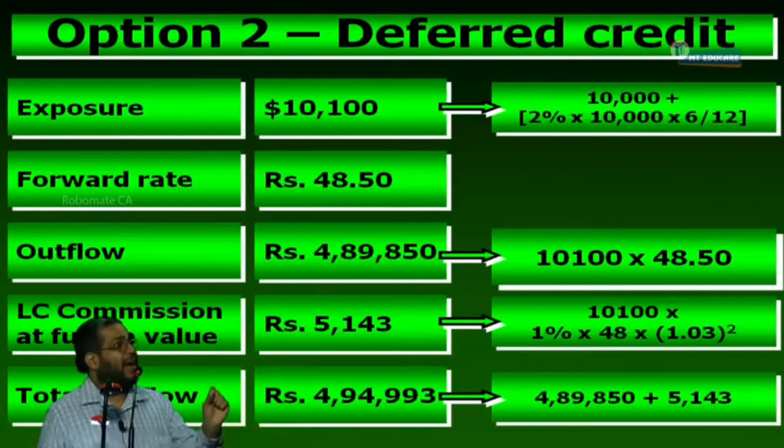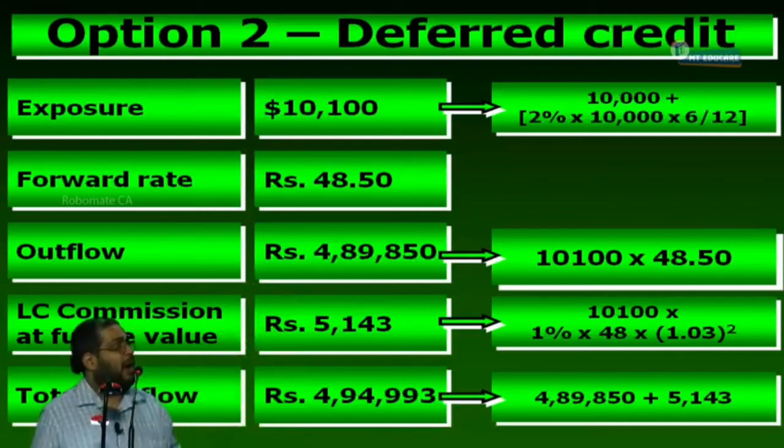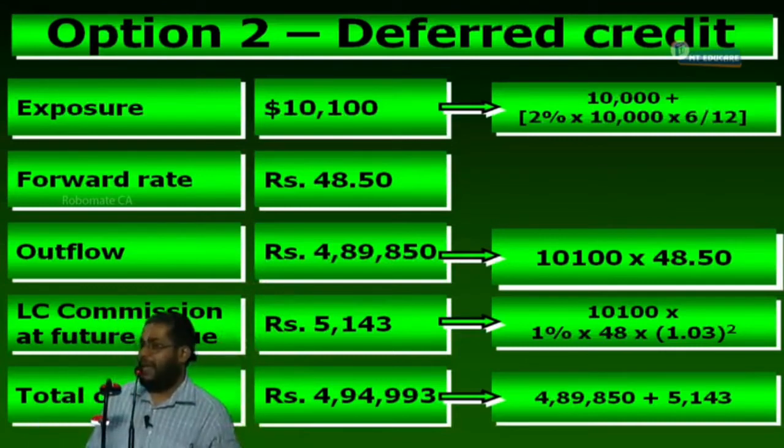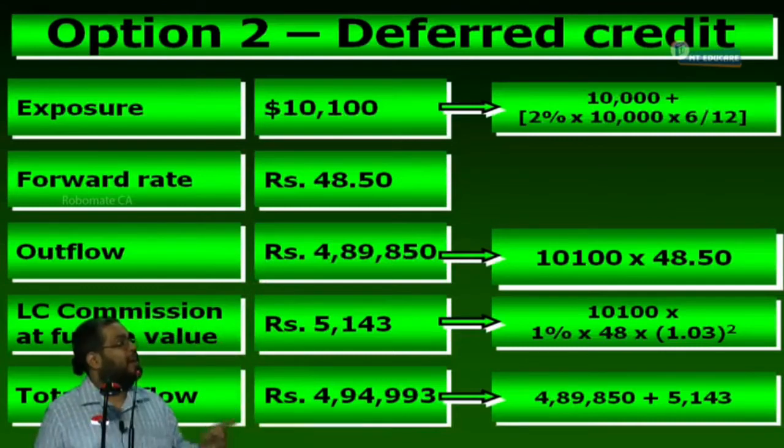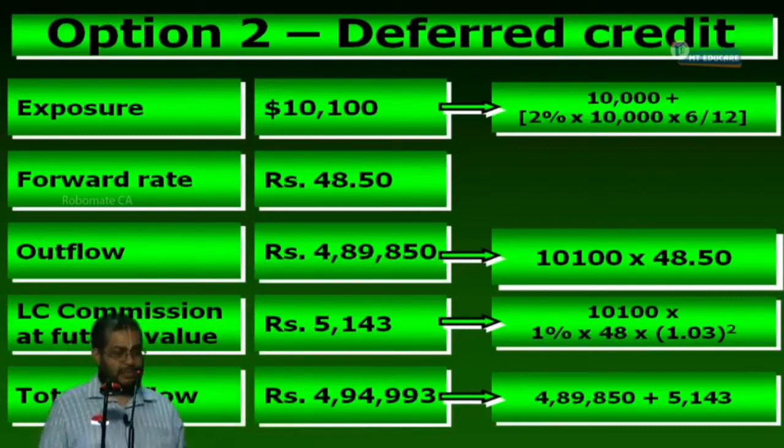In that problem, the LC commission is calculated not on the future value of 10,100 payable but on what? The spot payable, the invoice amount, the spot. I think you are all following. So, same sum, they have done it in two different ways.